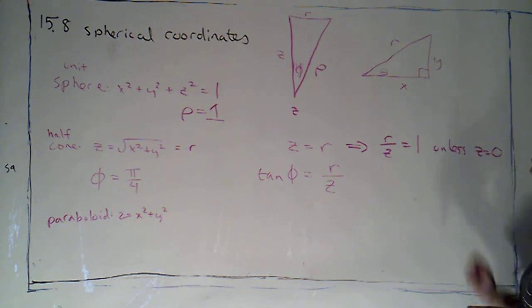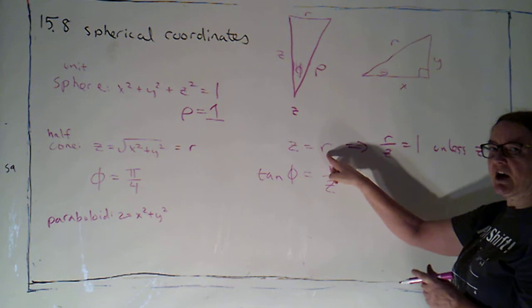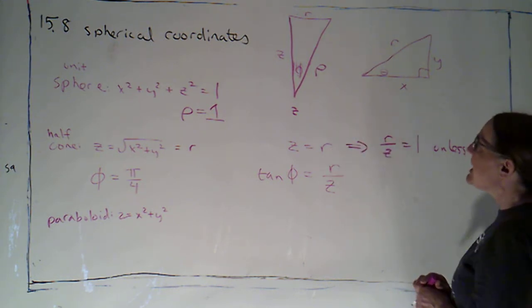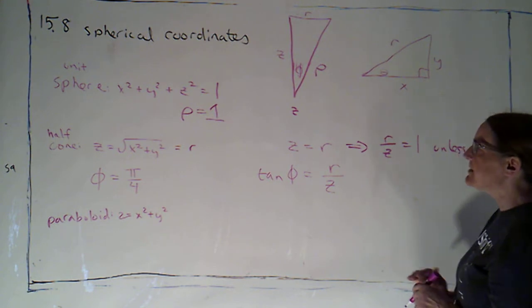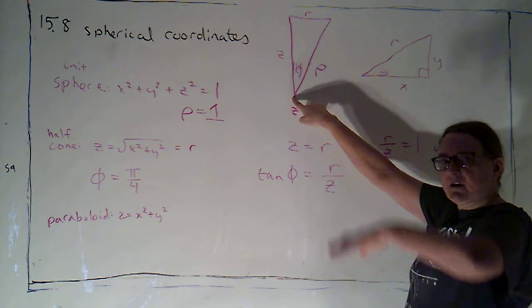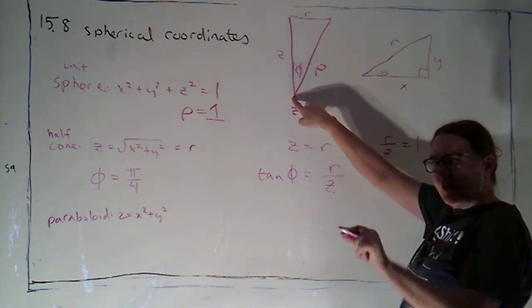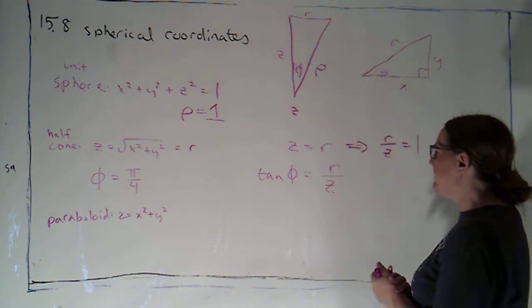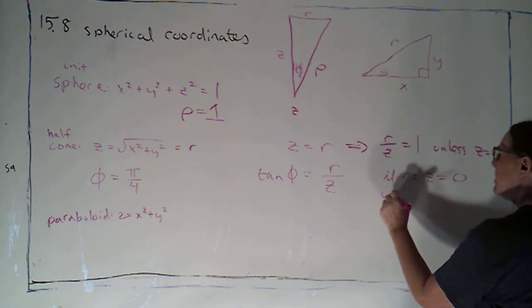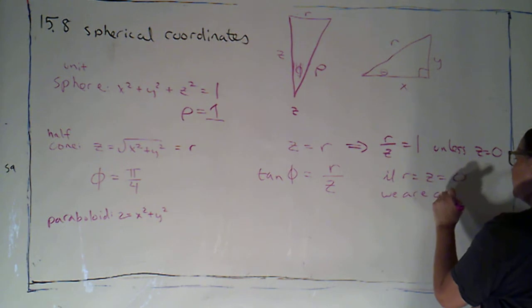So let's just take a look. What happens if z is actually equal to 0? Well, we're actually okay in that case, because since z is equal to r, that would mean that r was also equal to 0. If r and z are both 0, that would put me at the origin. I'm not going above the xy plane, and on the xy plane I'm not going away from it. So if r equals z equals 0, we are at the origin.